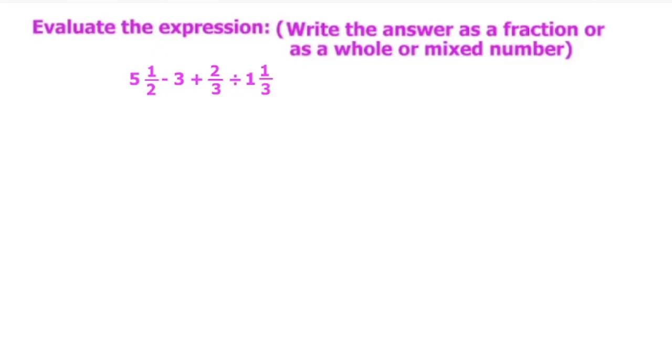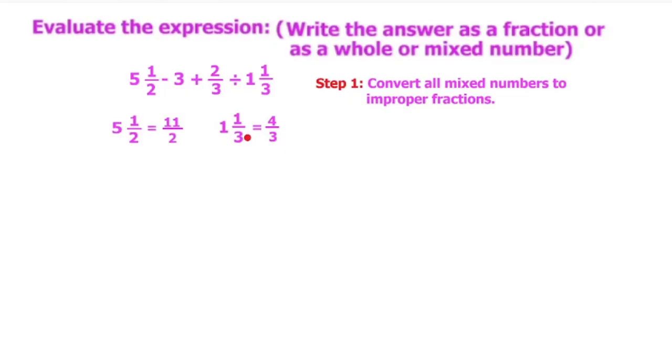So the first thing to do is you convert all the mixed numbers to improper fractions. So we're going to take this one here and this one, which are mixed numbers, and we're going to change them into improper fractions. So 5 and 1/2, remember you multiply 5 times 2 and then add 1 and you get 11/2. Then for this one, you multiply 3 times 1 and then you add 1, which is 4/3. Okay, so now we can rewrite the expression. So we have 11/2 minus 3 plus 2/3 divided by 4/3.